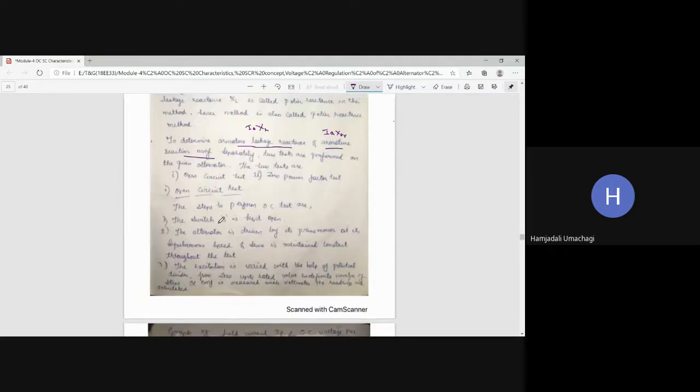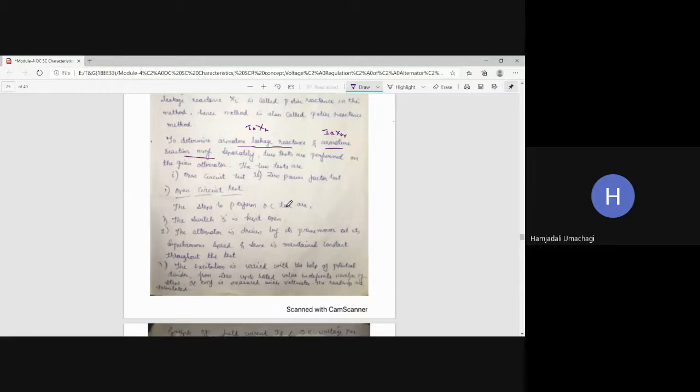Now let us see the first test. The two tests, open circuit test and zero power factor test, will be conducted in the ZPF test. So the ZPF test includes two different types of tests. One is the open circuit test and another is the short circuit test, that is as good as the zero power factor test. Okay. So here, first let us see how to conduct the open circuit test.